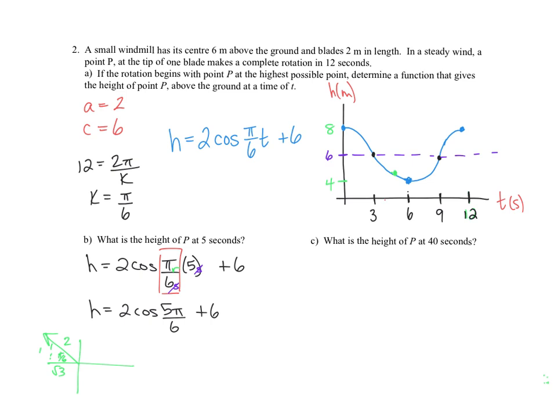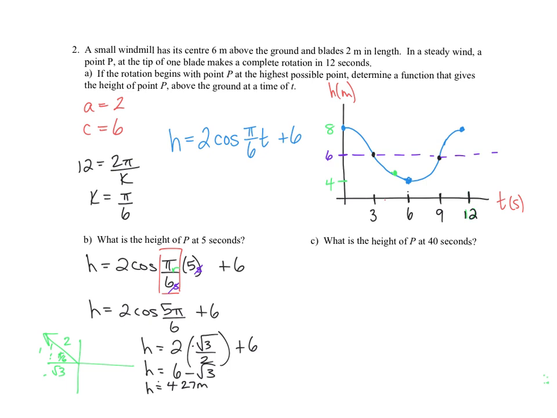And so that's going to give me a 2. The cos of 5 pi by 6 will be replaced with a negative root 3 over 2 plus 6. So 6 minus root 3. And since we don't describe height in that sense, it'll be approximately 4.27 meters, which when we look at our graph, checks out. Awesome. So that's what we're looking at there for question B.